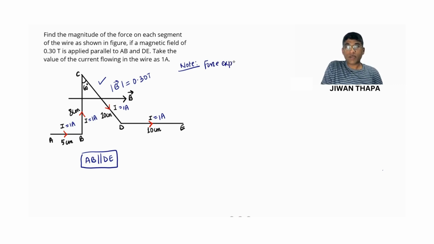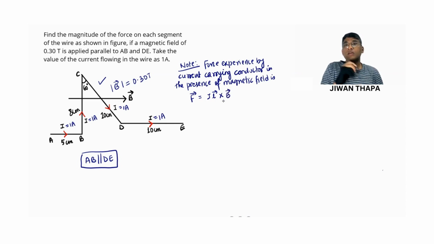Force experienced by current carrying conductor in the presence of magnetic field is force F equals current element cross, okay, this is the cross product, and we have vector B. So the cross product of current element with magnetic field gives the expression for the force experienced by a current carrying conductor in the presence of magnetic field.